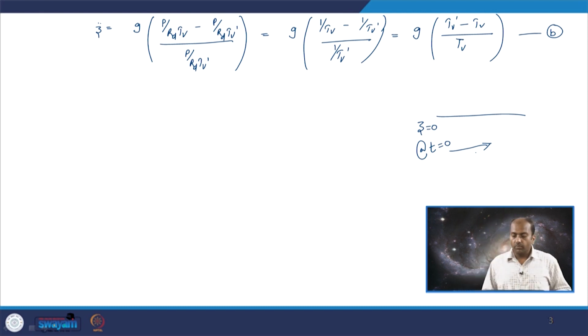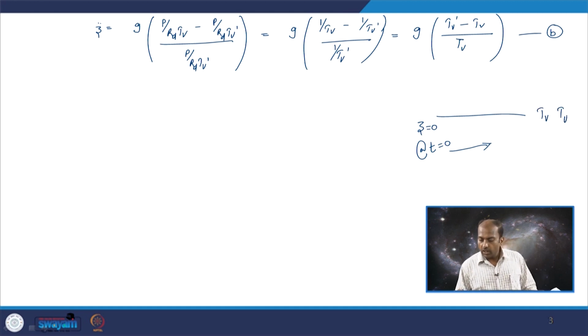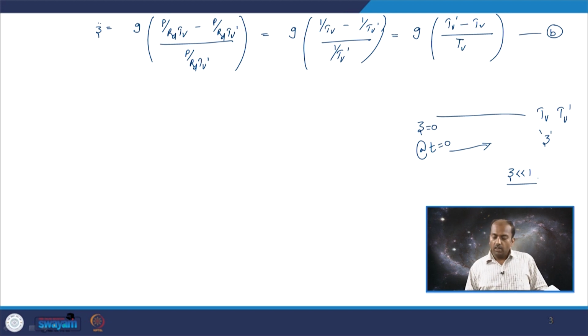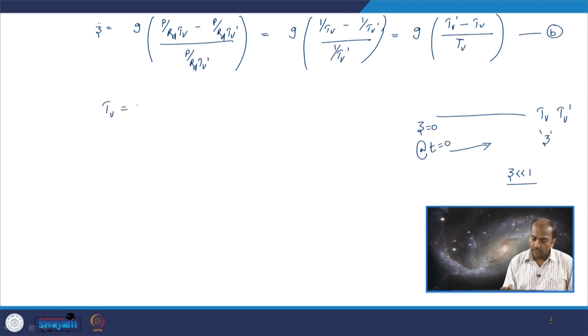So what we want to do is, we want to see how the temperature TV and TV prime change with respect to the height. So what we do is, we'll make a Taylor expansion of TV and TV prime about Z is equal to 0. So for very small changes in Z, so the displacement, let us say the displacement is very small, Z is much less than 1. So we want to see how the temperature changes with respect to Z. Okay. So we will expand the Taylor series expansion for virtual temperature.